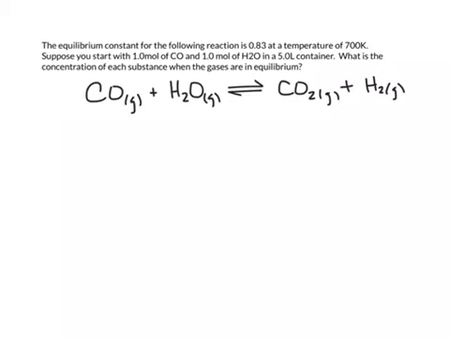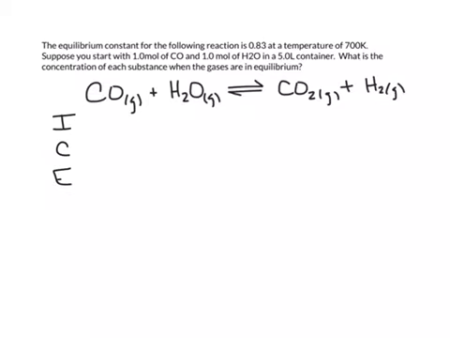All right, another way we can use ice tables. This one gives us an equilibrium constant and asks us to figure out some concentrations. So, still want to set up an ice table. We're given the reaction. They're all gases, so we'll use them all. We don't ignore anything. There's no pure substances there. And we'll do our ice table down the side.